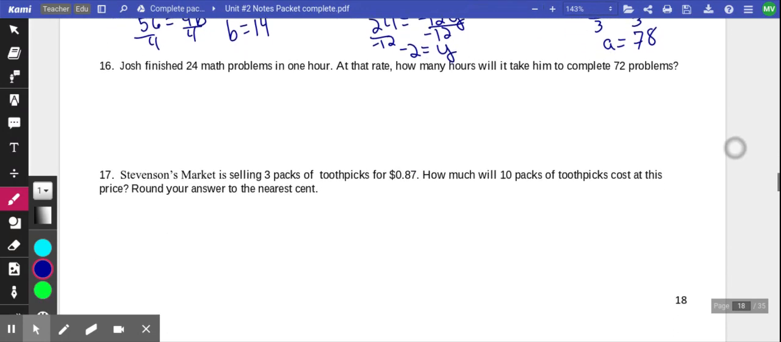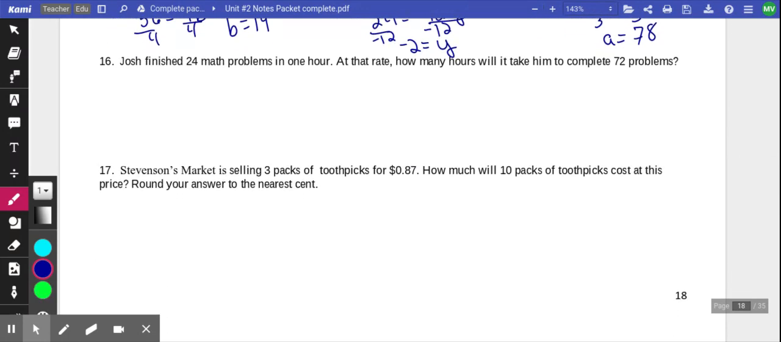Now we're going to do some word problems. So it says Josh finished 24 math problems in 1 hour. At that rate, how many hours will it take him to complete 72 problems? So we're going to set up a proportion. So we have 24 problems in 1 hour, and that's equal to 72 problems in X hours.